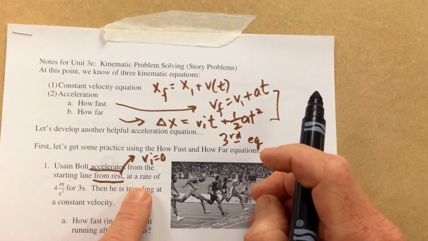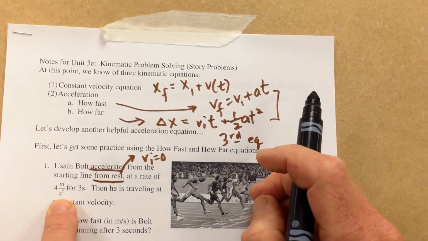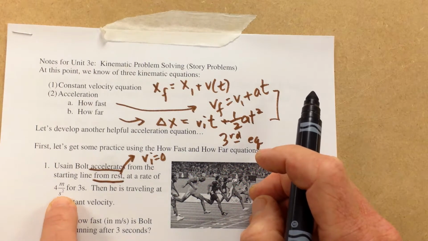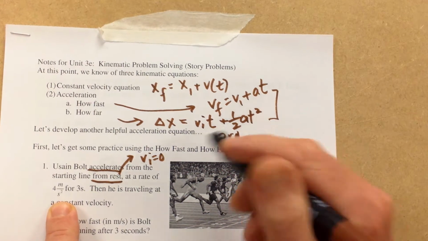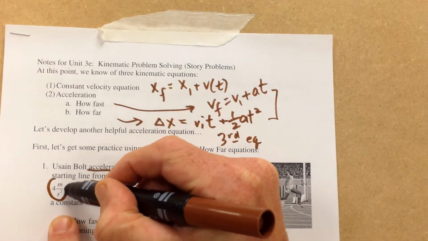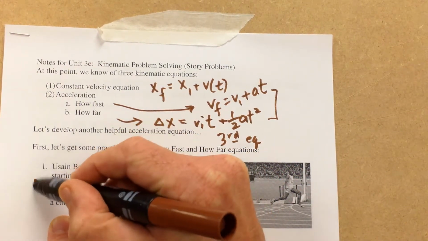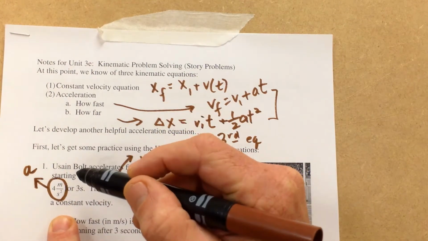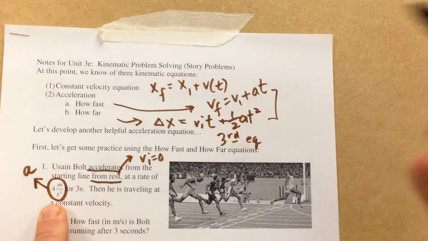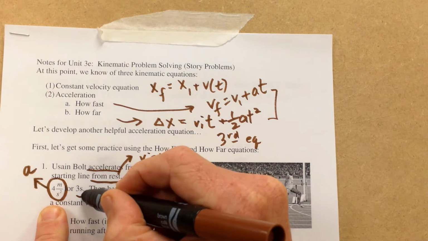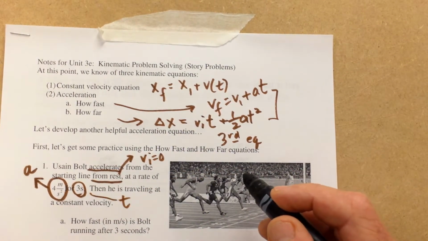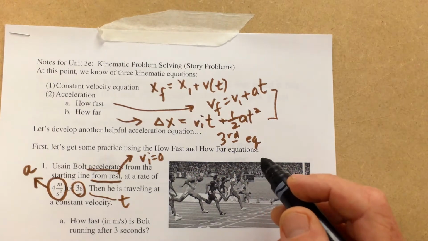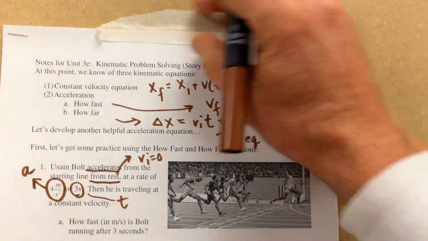His acceleration is also given. Since this is meters per second squared, this number 4 represents the acceleration. That's our A. It's positive, which means he's getting faster. He does this for 3 seconds. That's our time idea. So first off, we'd like to get how fast. How fast is he traveling?